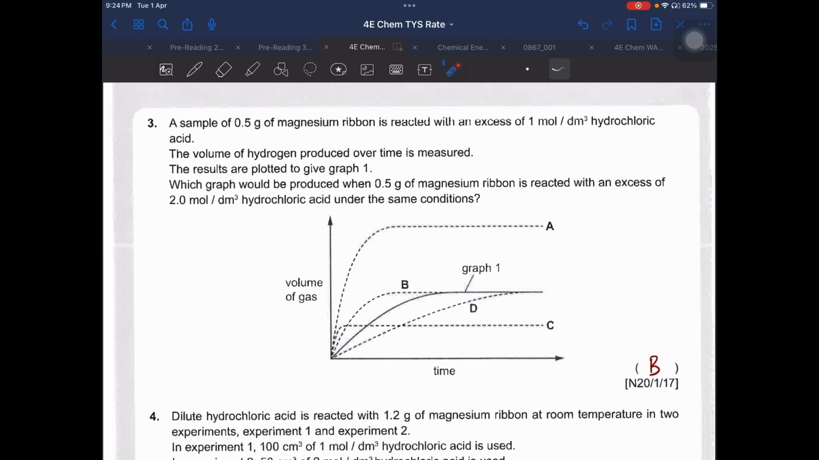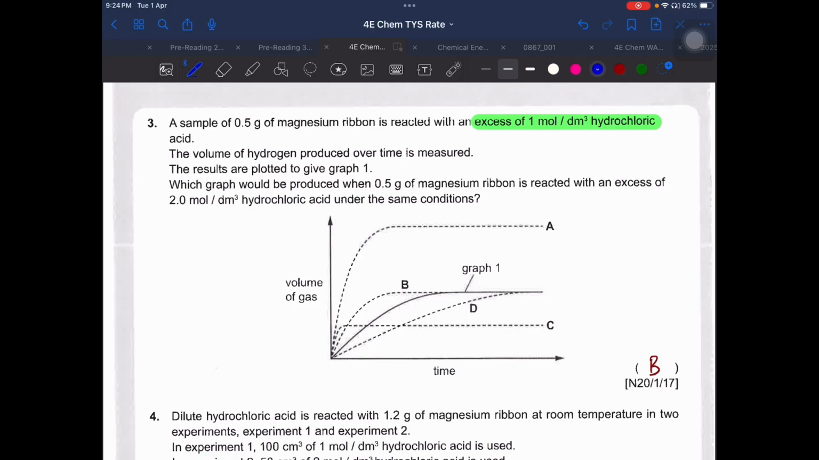So let's take a while to process the question. We'll read through and underline together. Now, remember that for every question about rate of reaction, there is information about what exactly is excess and what exactly is limiting, right? And that's where, as students, you need to read carefully and take note of the phrasing. So for question 3, you read here, you realize that there is this excess chemical here, which is the acid.